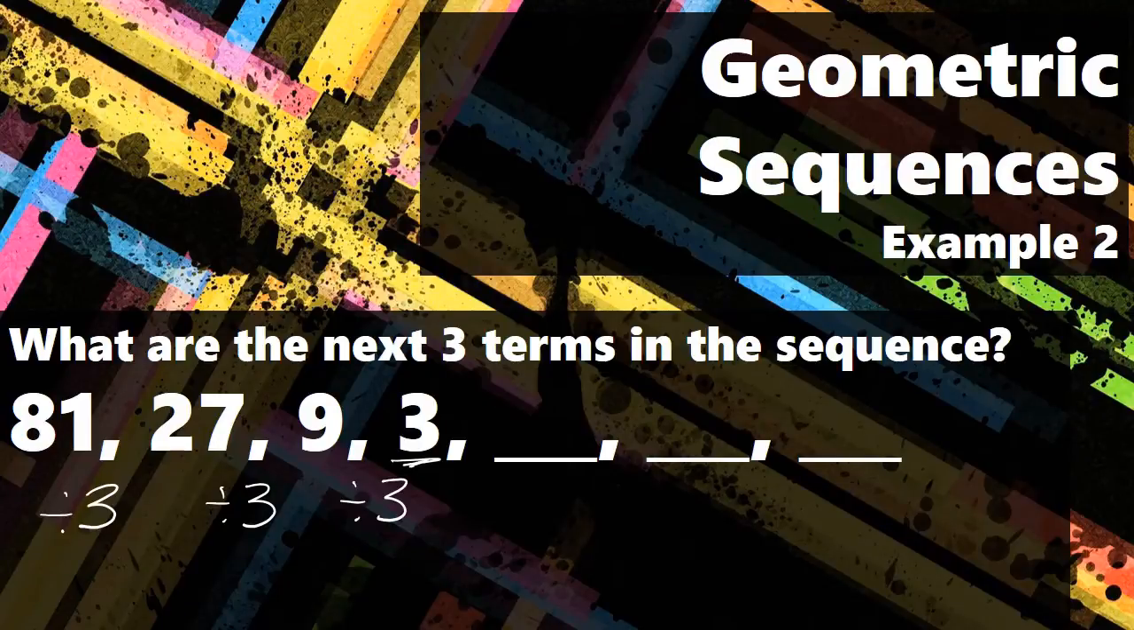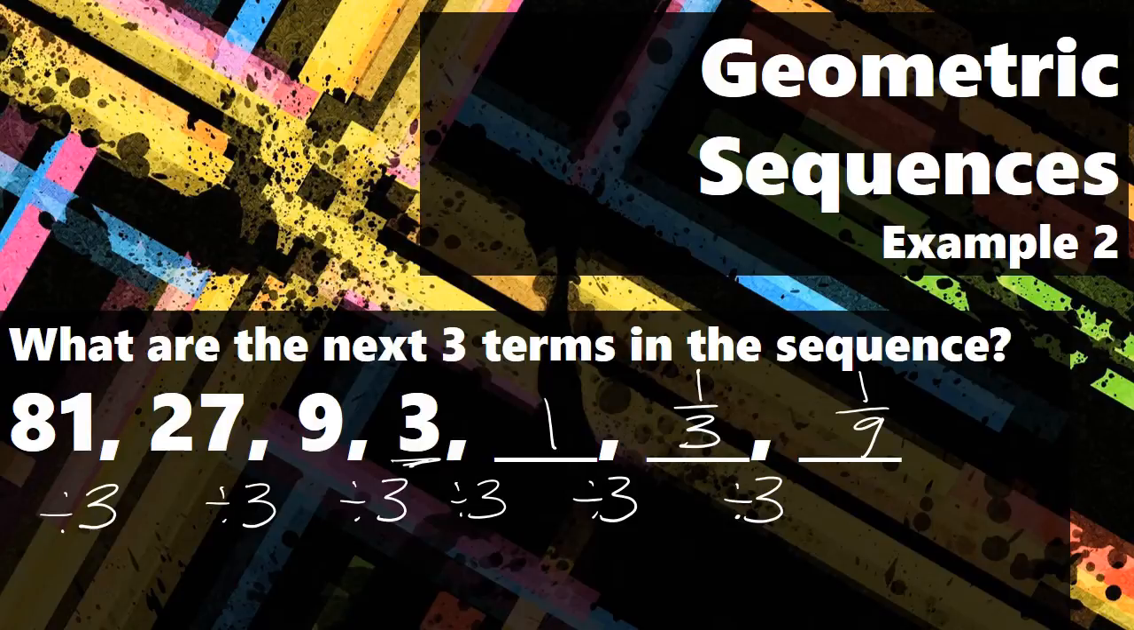So now we do 3 divided by 3, which gives us 1. And then 1 divided by 3 gives us 1/3. And then 1/3 divided by 3 gives us 1/9. And so here in a geometric sequence, just like our first example was multiplication, now we're just dividing by the same number to find the next number in the sequence.